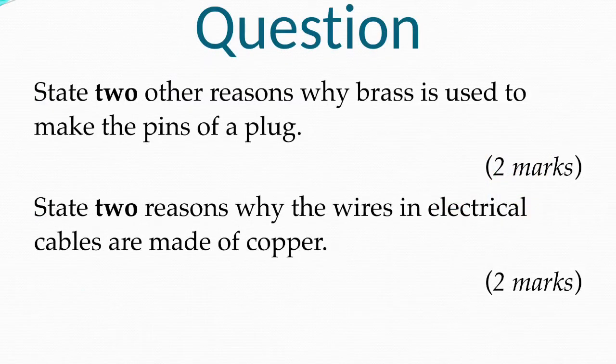I'd now like you to answer these 2 questions in your book. First of all, state 2 reasons why brass is used to make pins of the plug, and secondly, state 2 reasons why copper is used for the electrical wires. Now, you should be able to get the first mark for each of these 2 questions, but we'll have to think quite hard to get the second mark. Pause the video now while you try and come up with your answers.